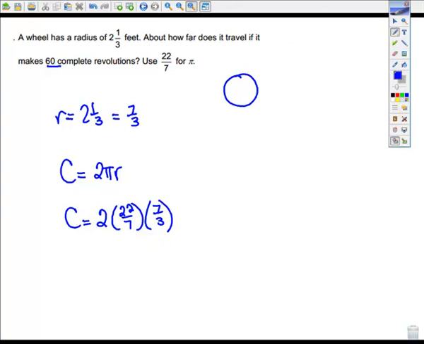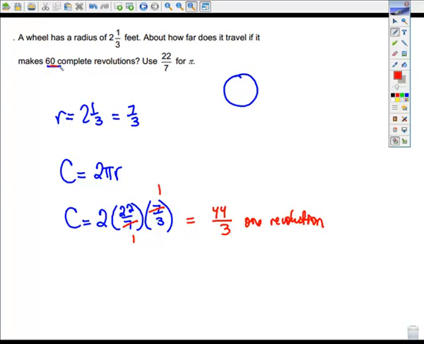Now when I multiply this, I'm going to do some cross canceling right here with the 7s. So 7 divided by 7 is 1. And now I can just do 2 times 22 times 1. So this is going to give me 44 over, and then 1 times 3 is 3. So now I need 44/3. I'm going to write that as a mixed number. Actually, not yet. I'm getting ahead of myself. I will leave it as 44/3. This is one revolution.